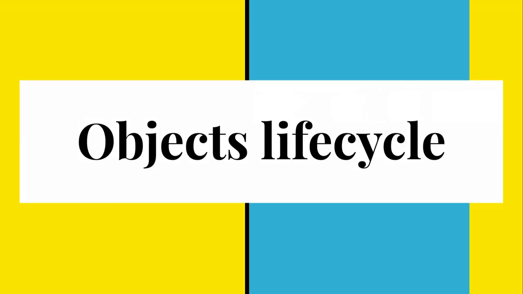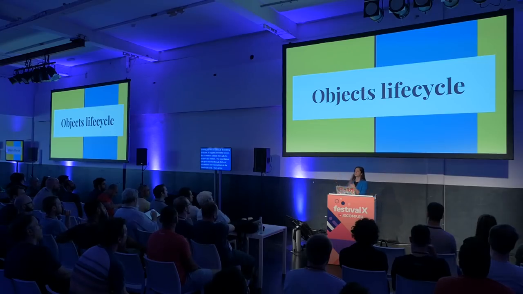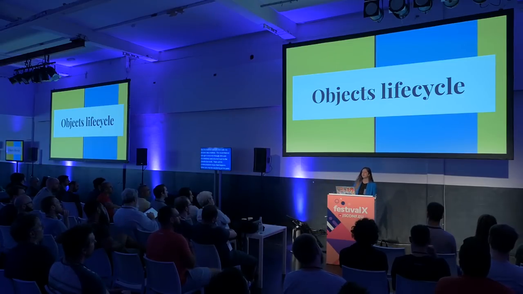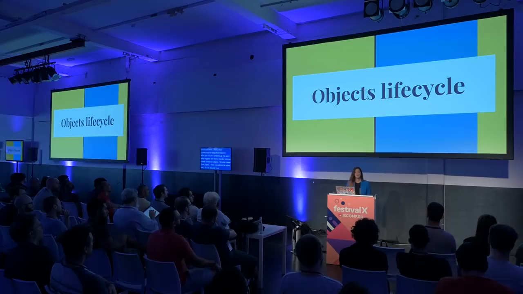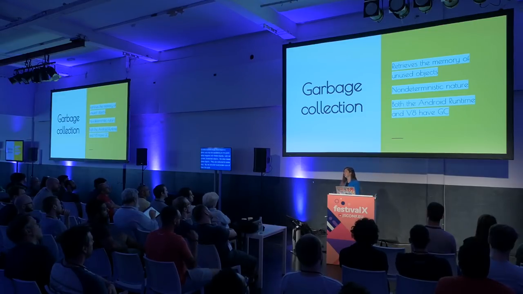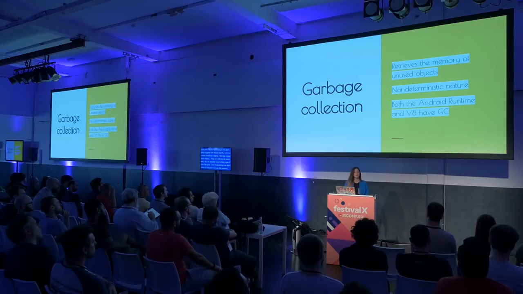But you may be wondering at this point, what happens with these objects? Like, we create JavaScript objects. We also create Java objects. They're connected in some way. So we actually have to take care of their life cycle. And in JavaScript, we don't have to manually manage the memory. There is a garbage collector that runs, and its role is to retrieve the memory of the unused objects. It also has a non-deterministic nature. So we can't really tell for sure when the garbage collector will run.